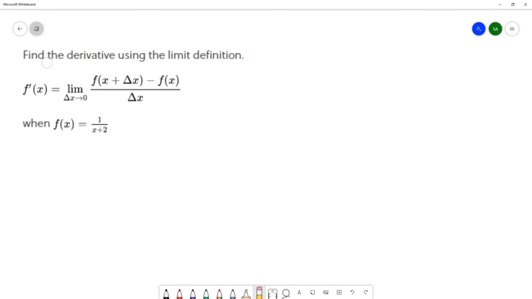On this question, we want to find the derivative using the limit definition. The limit definition of the derivative is that the derivative is equal to the limit as delta x approaches 0 of f of x plus delta x minus f of x over delta x. And we want to use the function f of x equals 1 over x plus 2 to calculate the derivative.